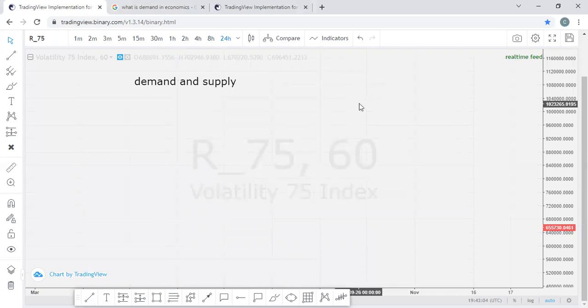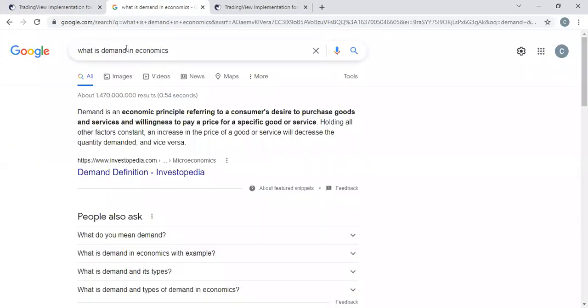So the first thing we want to know, we have to go to Google and type what is demand in economics. They say demand is an economic principle referring to a consumer's desire to purchase goods and services and willingness to pay a price for a specific good or service. The most interesting word in this whole definition is purchase. When we say purchase, we mean buy.